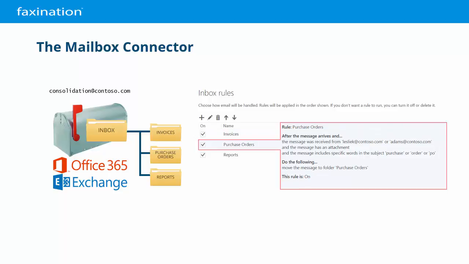Leslie and Adam will forward emails related to purchasing. In this case, the email must include a file attachment and purchase, order, or PO in the subject line. These messages will be moved to the purchase order subfolder. And finally, Jason and Gary in analytics will forward emails which include reports. This rule will move those emails into the reports subfolder.